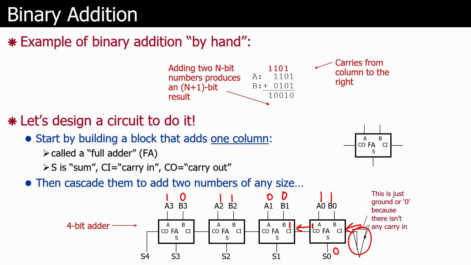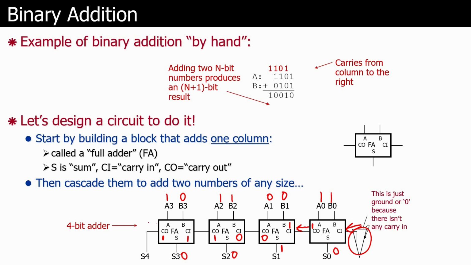So now we have 1 plus 0 plus 0. That gives us 1 for our output bit, and we don't have a carry for this one. We have a 0 as a carry in for here. 1 plus 1 plus 0 is 0. So we have a 1 for a carry out, 1 for a carry in on the next one. 1 plus 0 is 1. So we get 0 as the output and a 1 for the carry out.